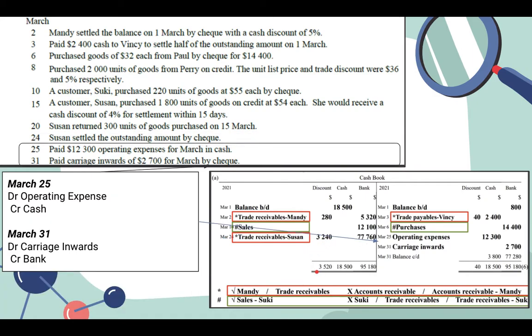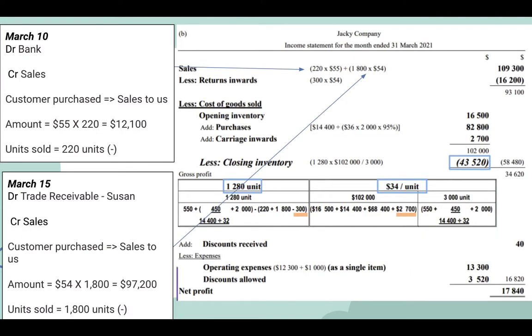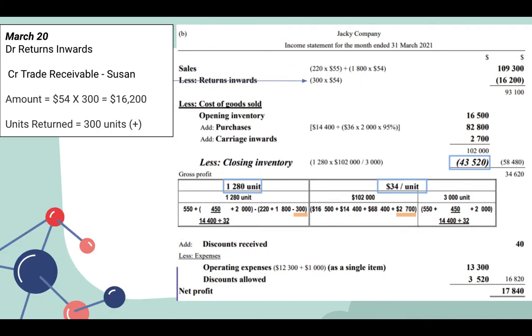25th and 31st are easy because those are the expenses we should put down on the payment side. At the end, you should be able to find the balance. After this, you can see I list out all the transactions. Those items turned red in terms of the words are the items inside the income statement. So when we put it one by one, from sales, we have March 10th and also 15th of March as well. For returns inwards, it is the 20th item.